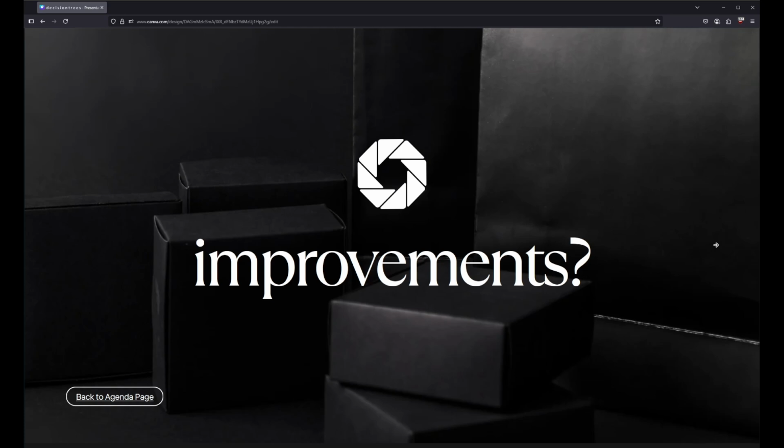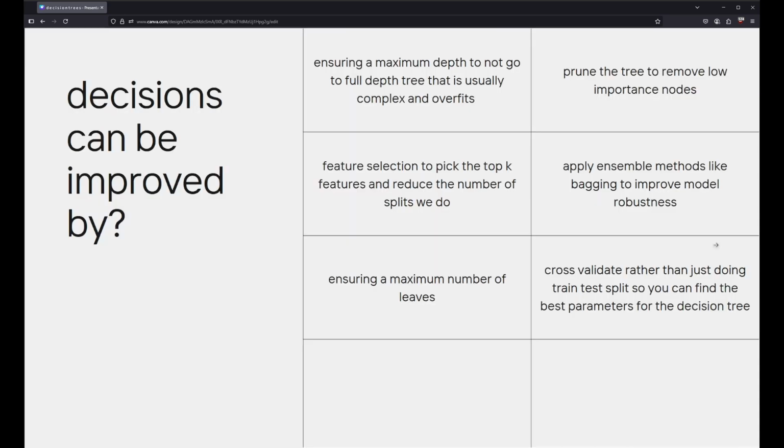So improvements, how can we actually improve our decision tree? First of all, we can ensure a maximum depth to not go to a full depth tree that is usually complex and overfits. By limiting how deep our decision tree goes, we can prevent the model from becoming too complex and hence prevent overfitting, which allows us to then generalize on new data.